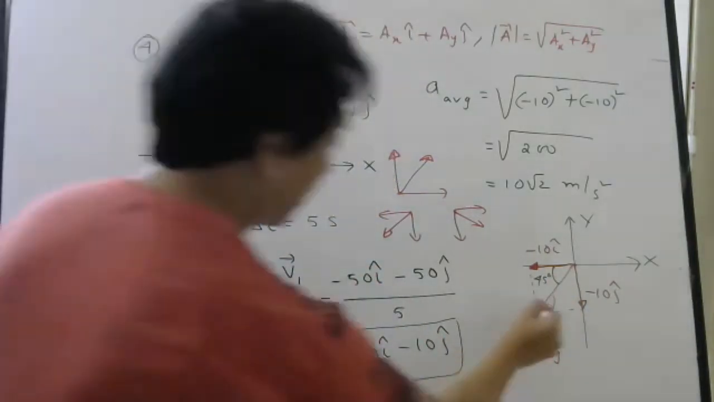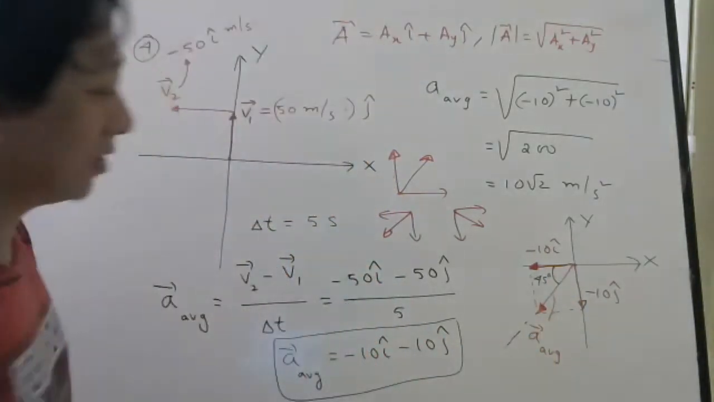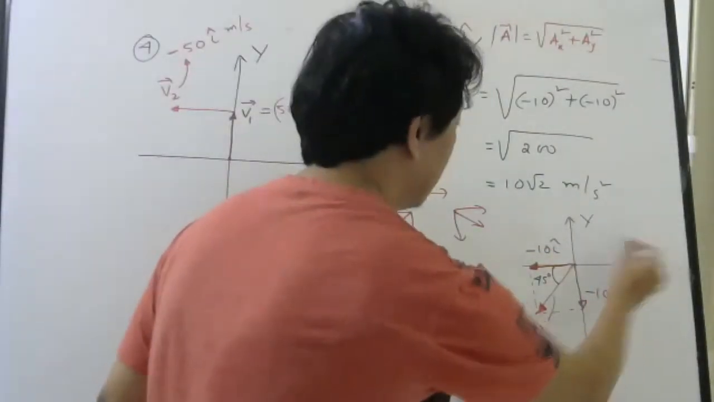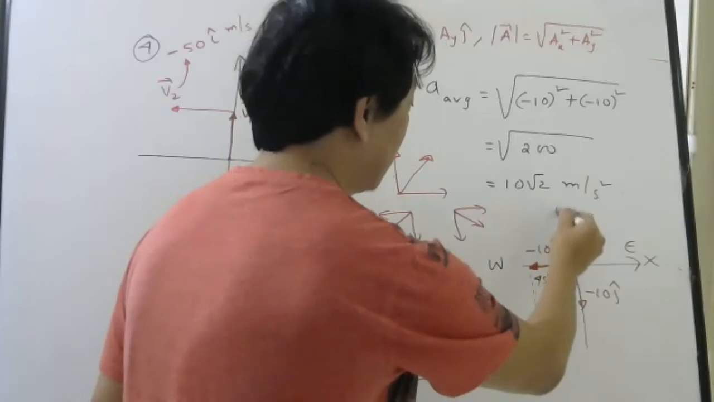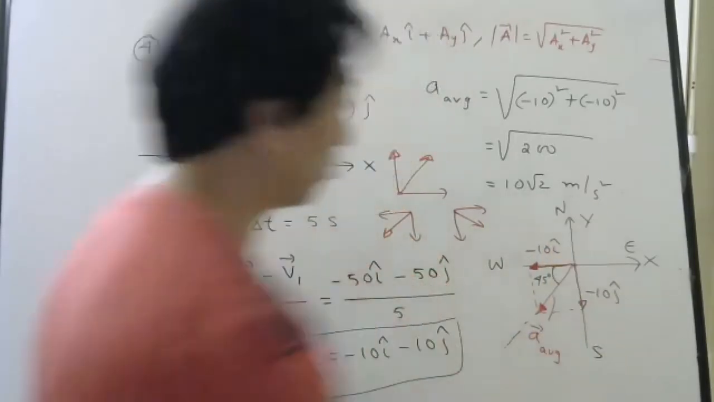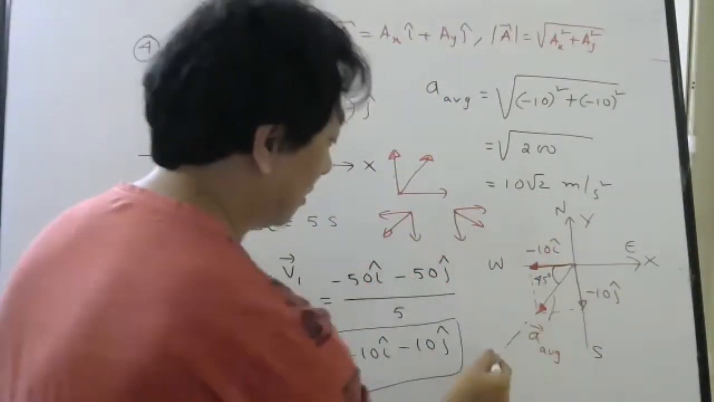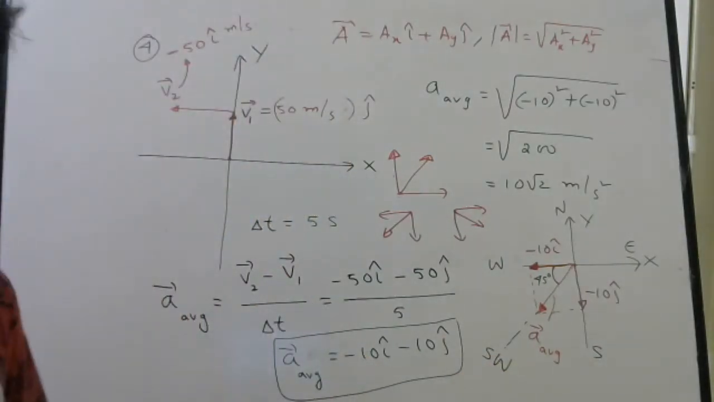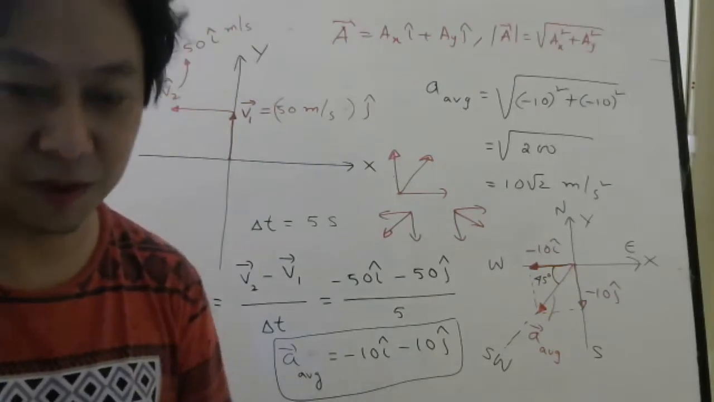So where is the direction? What direction should I call this? This was my east, this was my west, this was my north, this was my south. So where is the direction? Southwest. Understood? Or you can say west south also, no problem.